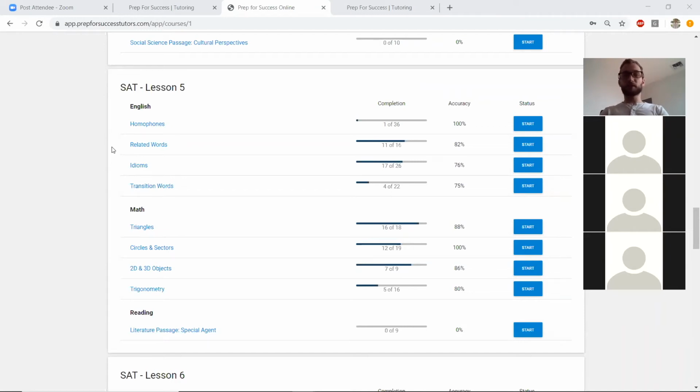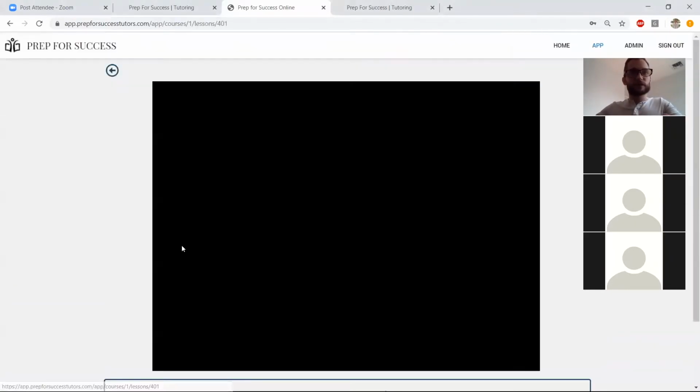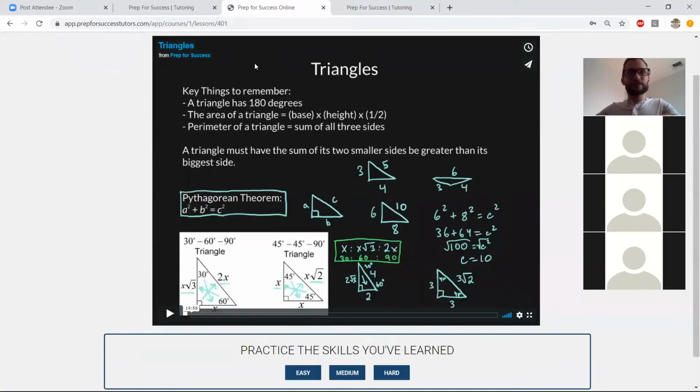But overall today, I wanted to take a look at geometry, which would be lessons 5 and 6 on the platform. So lesson 5, triangles. Let's click on that triangle. Looking at this slide, some of the key things you want to remember: a triangle has 180 degrees. The area is base times height times 1/2. Perimeter is obviously the sum of all three sides, right? These are just a couple of concepts you want to know for triangles.